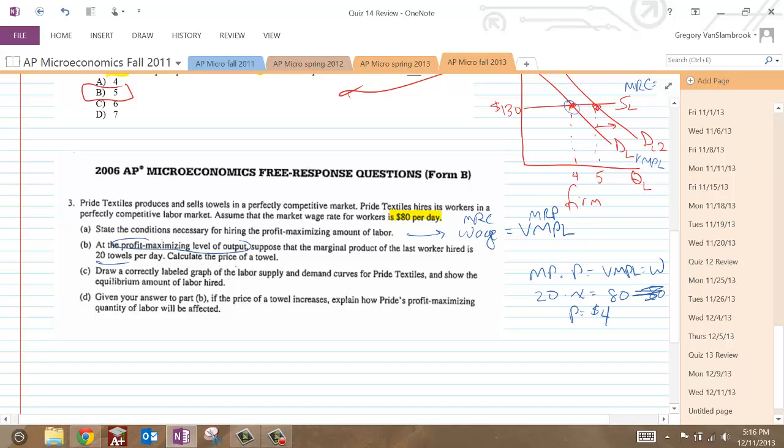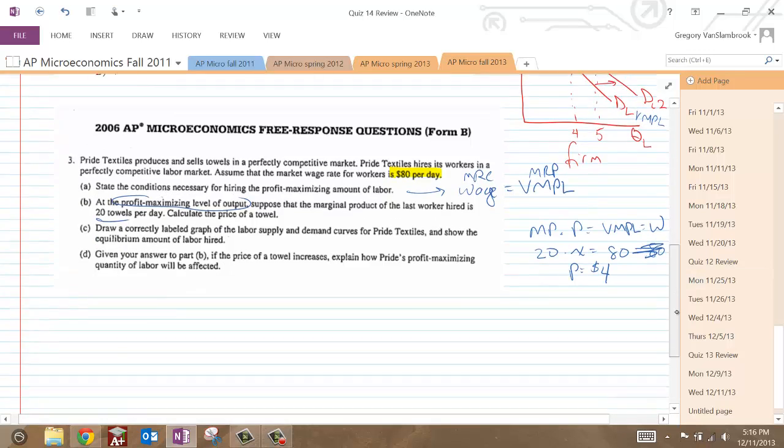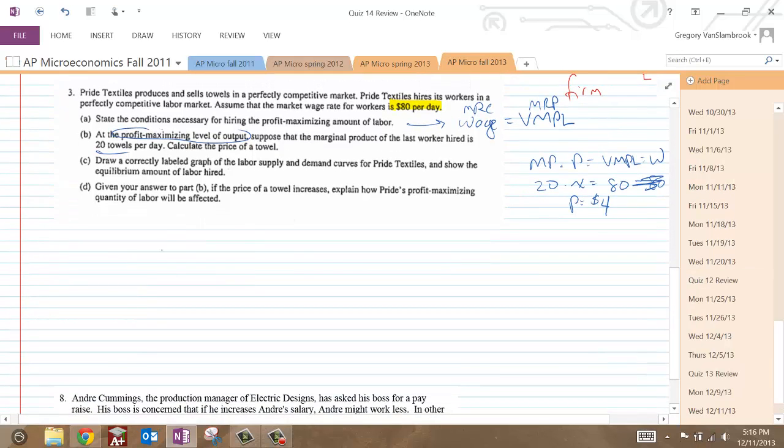Part C, draw a correctly labeled graph of the labor supply and demand curves for Pride Textiles and show the equilibrium amount of labor hired. This is basically what I did in the last problem. So quantity of labor, wage, supply of labor, demand for labor, and that equilibrium quantity. Since it doesn't give us enough numbers to put any more numbers on this other than this one right here. The wage rate is $80 per day.